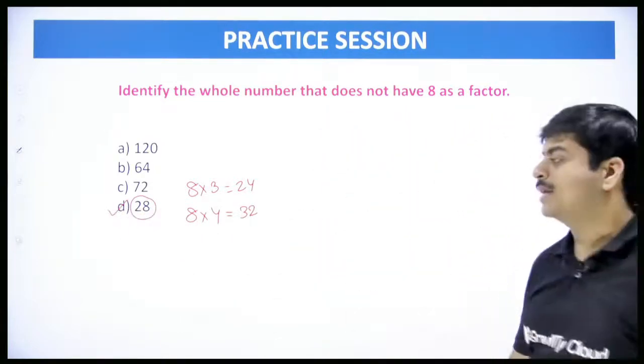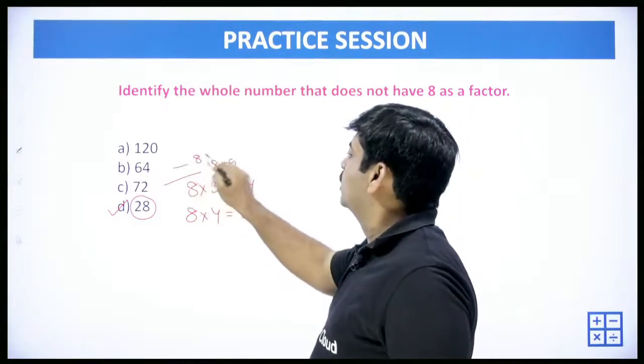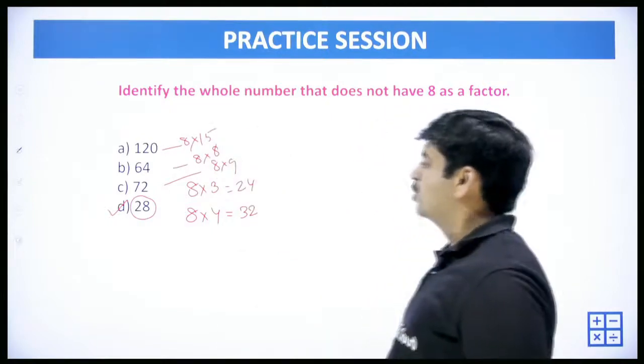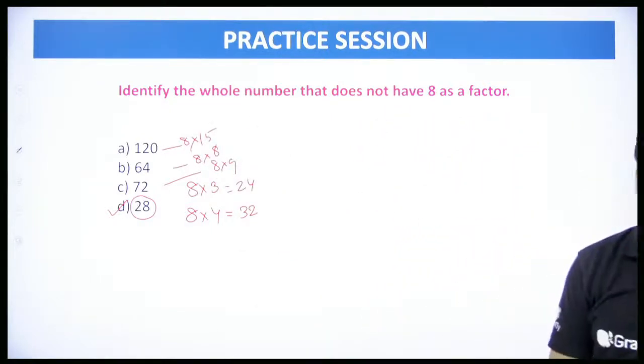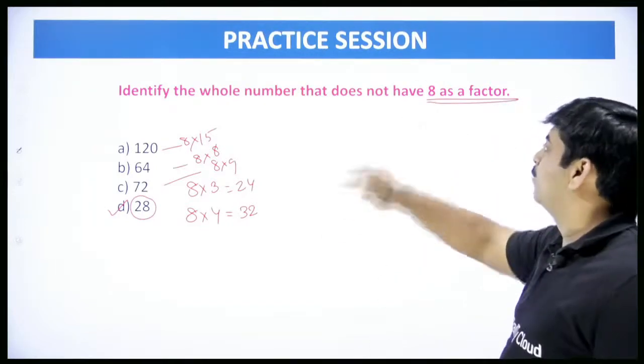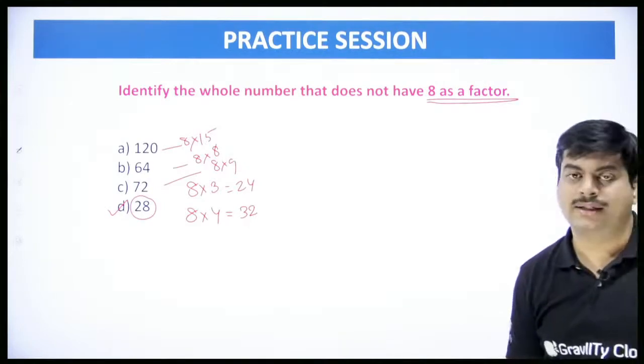You can check the remaining ones. 72 is 8 into 9. 64 is 8 into 8. 120 is 8 into 15, but please cross check all this. So 28 will not be a multiple of 8, or 28 will not have 8 as a factor, right?